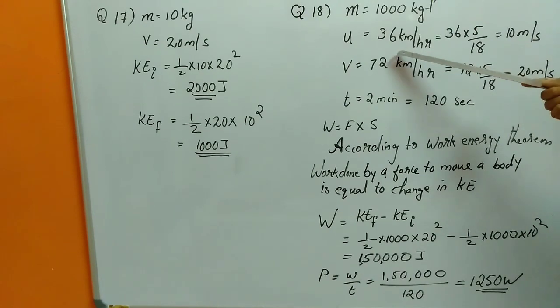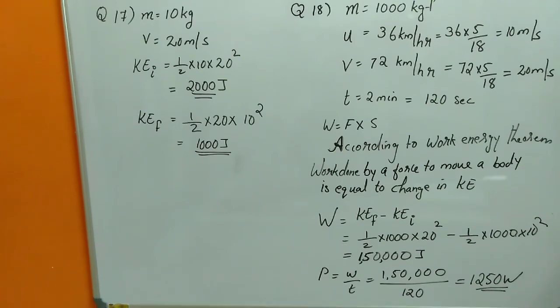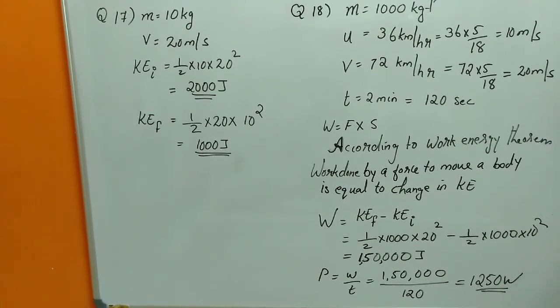So the initial velocity of the truck is given as 36 km per hour. We have to convert it into meter per second, that is into 5 by 18. We will get 10 meter per second. The final velocity is given as 72 km per hour. This one also we convert into SI unit, 72 into 5 by 18. You will get 20 meter per second. In 2 minutes, converting minutes to seconds, we will get 120 second. The question is, calculate the work done by the engine and its power.